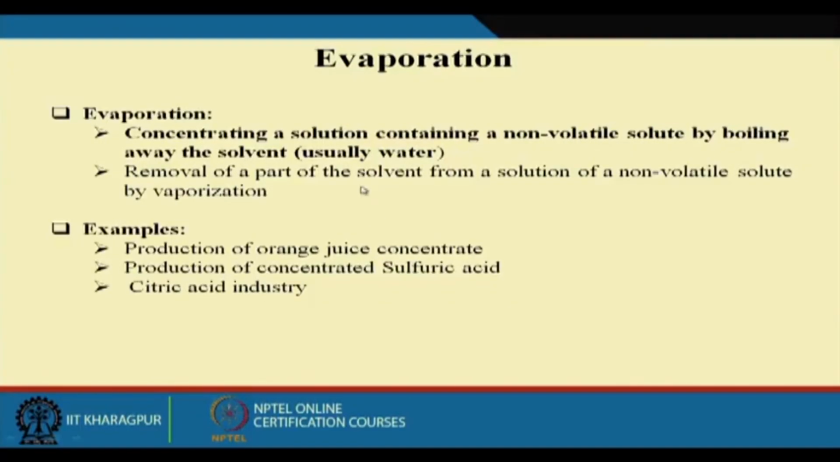One is called evaporation. Evaporation is nothing but concentrating a solution containing non-volatile solute by boiling away the solvent. Just now I was talking about citric acid, concentration of the citric acid mixture from 22% to 60%. Now the question comes, how do you do it in the industry?